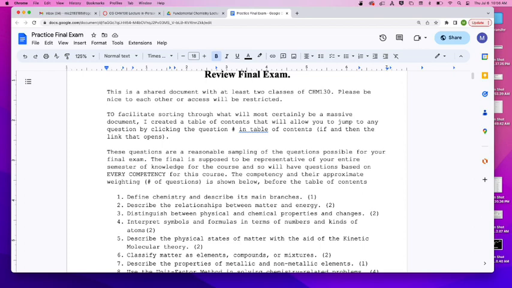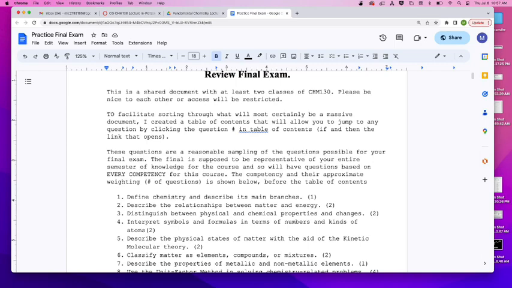So for instance, define chemistry and describe its main branches. We were required to ask a question about it. As low as we can go is 1. Most people said don't ask a question about it. It's part of our curriculum, we have to. Right? So you will see numbers next to it. Those are the approximate amount of questions per competency. So define chemistry and describe its main branches is only worth 1 question.